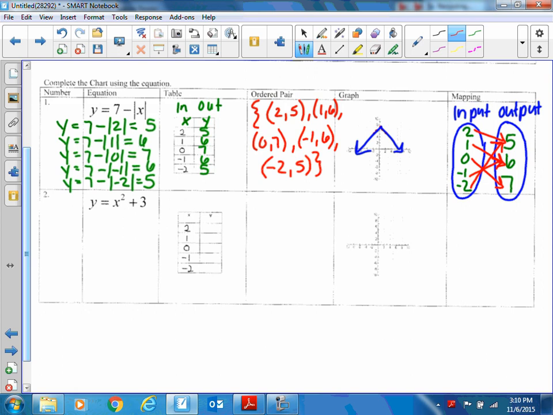All right, well, that was a short lesson. So you are responsible for completing number 2 on the front page, and then 4 and 2 on the bottom. And I'll be checking that for your homework grade next class.